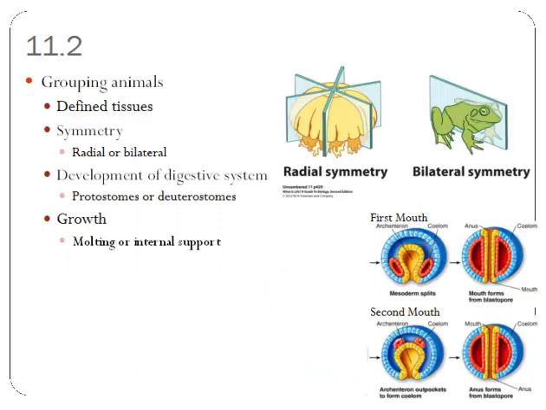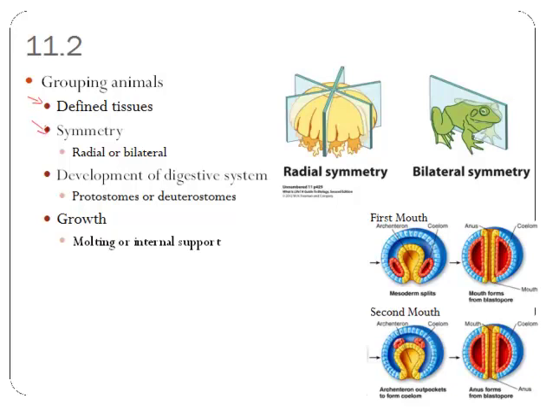When animals are grouped into different categories, it's done on a variety of things. If you're just looking at the development of the animal, the physical structures, kind of the phenotype of the animal, then you would use things starting with defined tissues, if they have actual layers of tissue or not. We'll see things like sponges don't have defined tissues, but we move into jellyfish and they do.